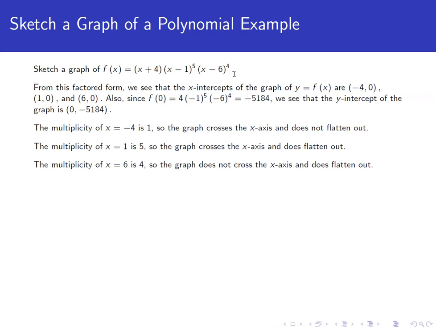To give us another point on the graph for reference, we know that if we plug 0 into the function, we get out -5,184. So that tells us what the y-intercept of the graph is: (0, -5,184).